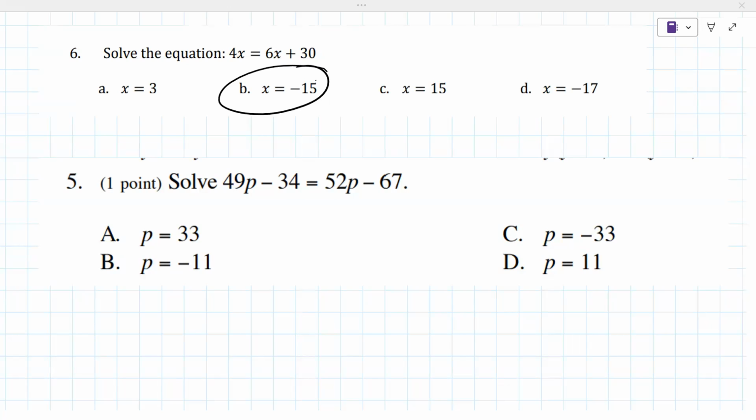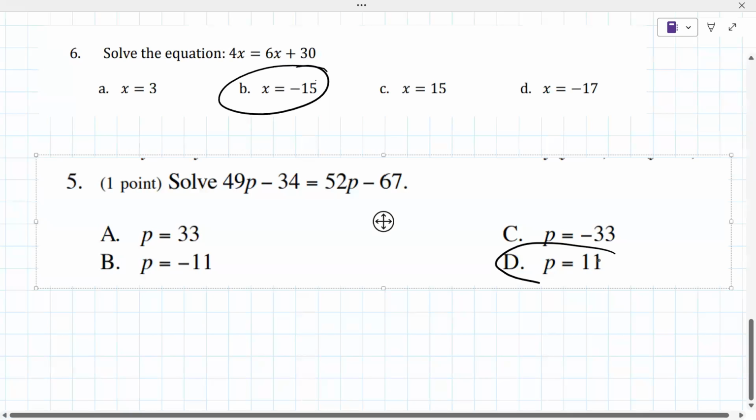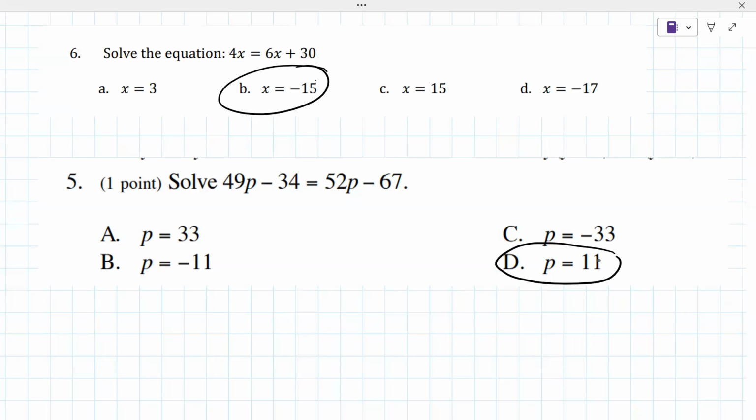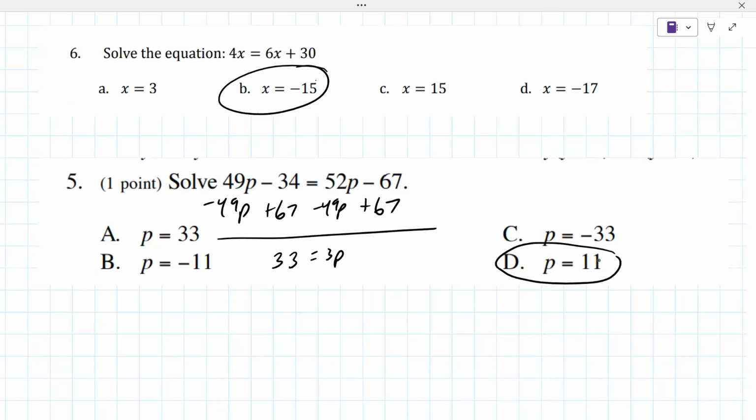D. Okay. And did you solve that directly? Yeah, I did. All right. So when you add 67 to both sides and subtract 49p from both sides, you get 33 equals 3p and p equals 11. Very good. Okay. So some other types of solving, here's a new question.